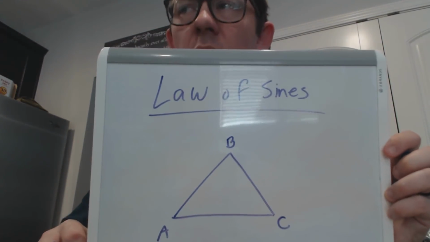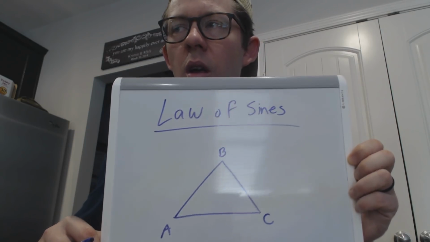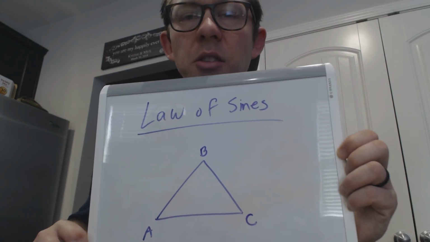Let's say I had any triangle you want, triangle ABC. I'm going to show you how the law of sines works. If you have triangle ABC and it's not a right triangle, you might say, well, I don't know how to solve that, I don't know how to find the missing stuff. Well, what you can do is use the law of sines.